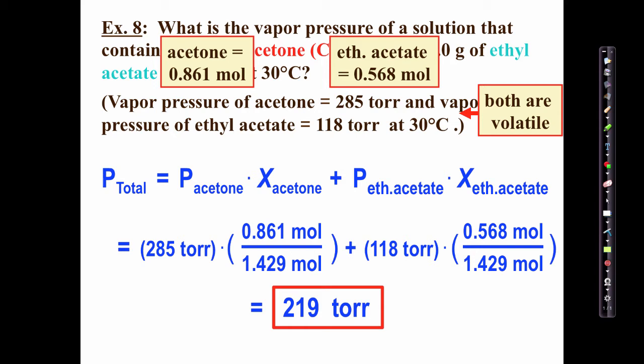And if you think about it, that probably makes some sense in that if it was pure acetone, the vapor pressure would be 285 torr. If it was pure ethyl acetate, vapor pressure would be 118 torr. We'd expect the vapor pressure of the solution to be somewhere between those two extremes, and it's going to be weighted a little more heavily towards the acetone side of things because there's a higher mole fraction of acetone, so it's closer to the 285 than it is to the 118.